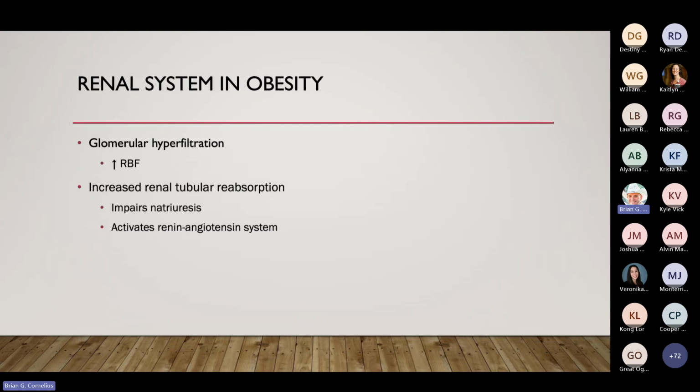From a renal standpoint, your renal blood flow is increased, as is pretty much all the other blood flow. That's not really a surprise. And then they have a little bit of increased renal tubular absorption, which tends to activate the renin-angiotensin system. As a result, a lot of times they'll have a little bit more increase in blood pressure. So it's kind of a constant battle for these folks, regulating the miles of vasculature, regulating their fluid status, and then pairing that with the decrease in activity.